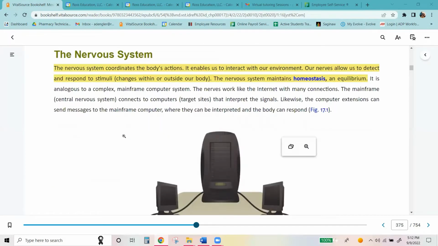The nervous system coordinates our body's actions. It enables us to interact with our environment. Our nerves allow us to detect and respond to stimuli, which is changes within or outside our body. And the nervous system maintains homeostasis, which is an equilibrium.